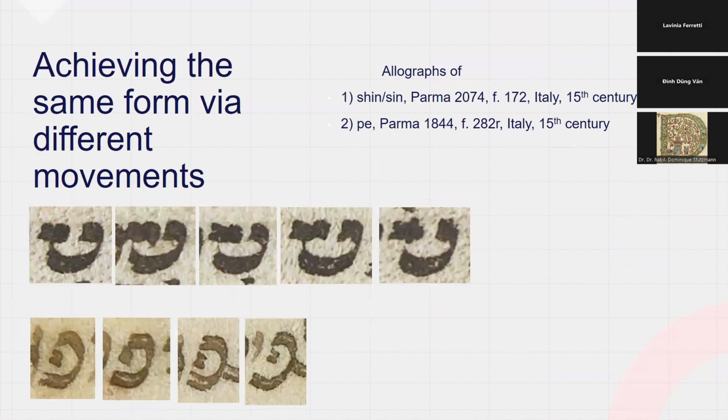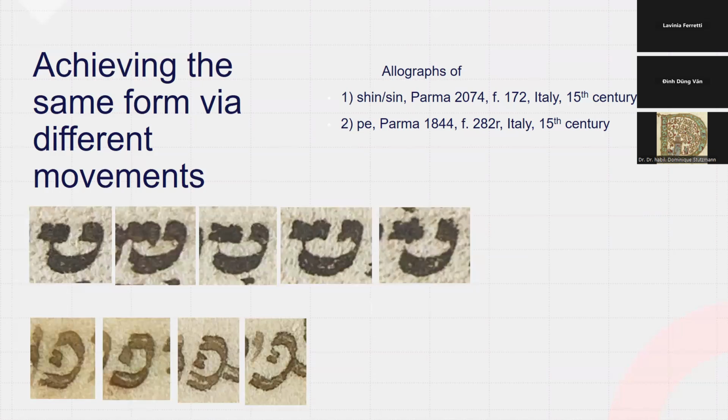So here I gathered a line of allographs of letters through the same manuscript, the same scribe, the same specimen, to show you how the same form was achieved via different movements, that if we look very closely, if we zoom in really well, we can see how different they are. Because, for example, in this case, they are parallel and more or less straight.